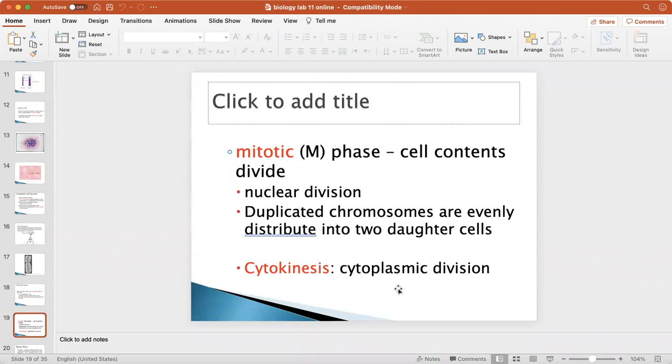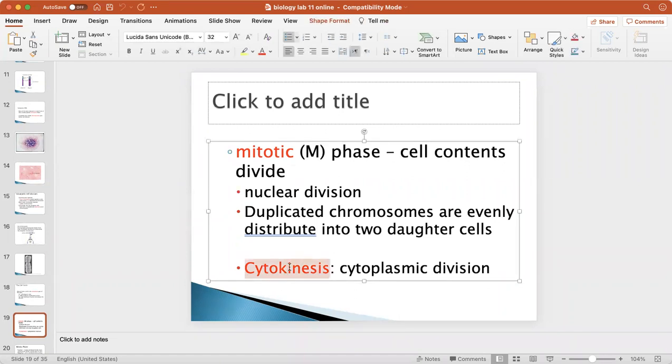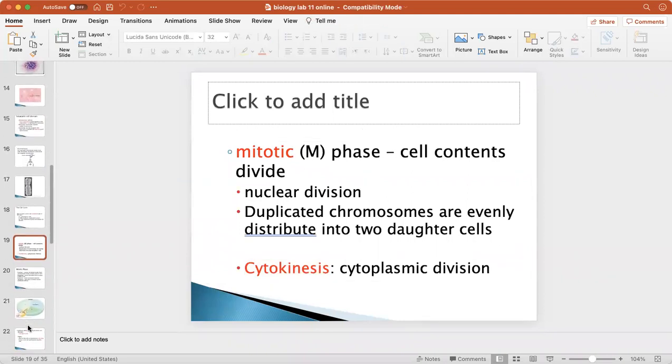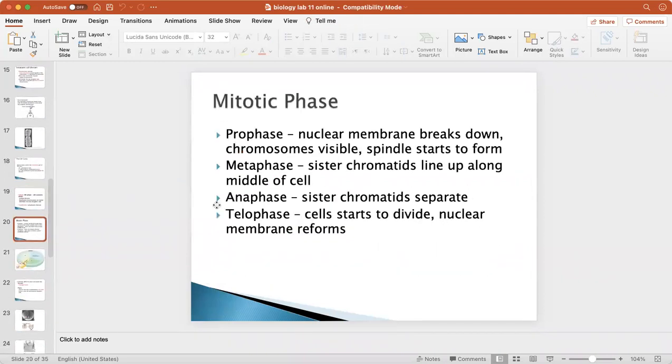And eventually we get into the M phase or the mitotic phase. And this is where the cell contents will divide via nuclear division. The duplicated chromosomes will be evenly distributed into two daughter cells. And the word cytokinesis has to do with what we call cytoplasmic division of the cell.